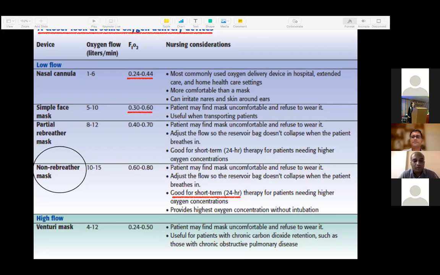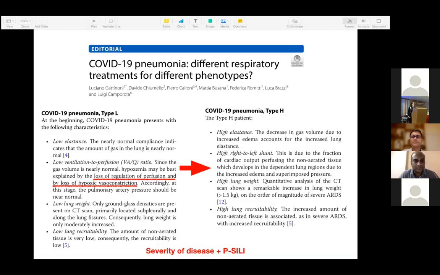But what is the problem with this mask? You are using 10 to 15 liters of oxygen with a variable FiO2 of 0.6 to 0.8. But we don't know the exact requirement of the patients, because it is very difficult to decrease the oxygen flow in this mask, as they need a certain amount of oxygen flow to maintain the bag inflated. Somehow the Venturi mask is not that popular in the critical care unit. Somehow we are more comfortable decreasing it with a face mask and then changing to nasal prong once we come down to 6 liters of oxygen.